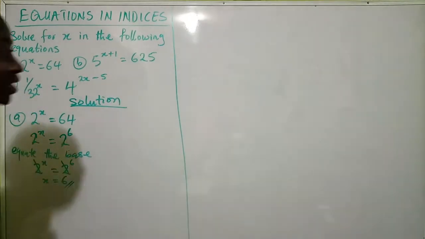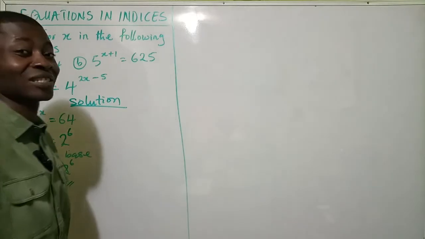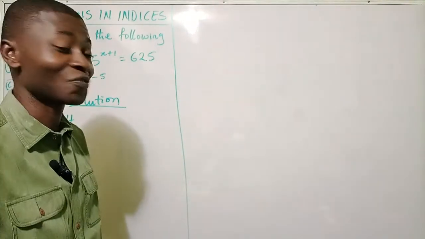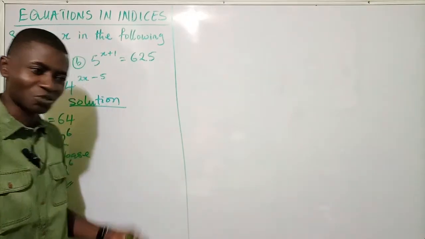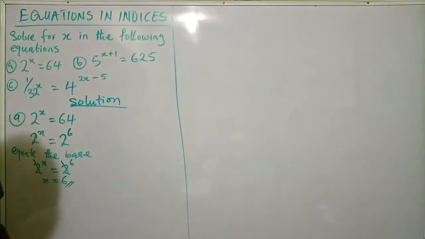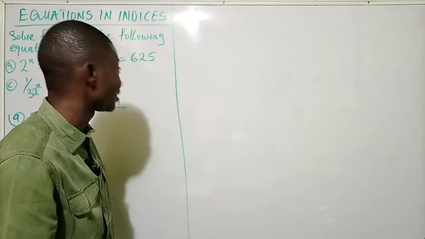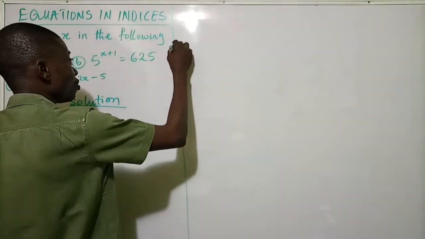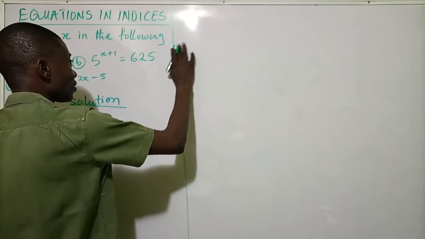Actually, equations in indices is one of the simplest topics in mathematics. It's not difficult at all, very simple. All you need to do is just try to understand the laws. Once you understand the laws, everything will be simple under this topic. So please watch those videos if you have not watched them. So let's take the second one now.